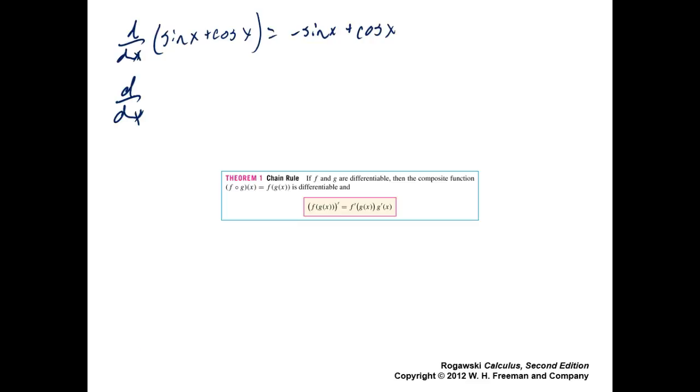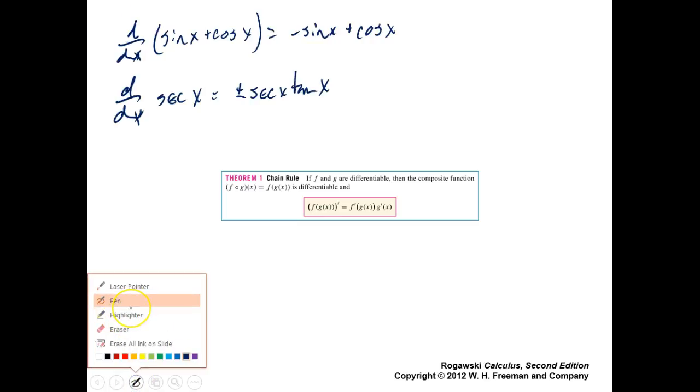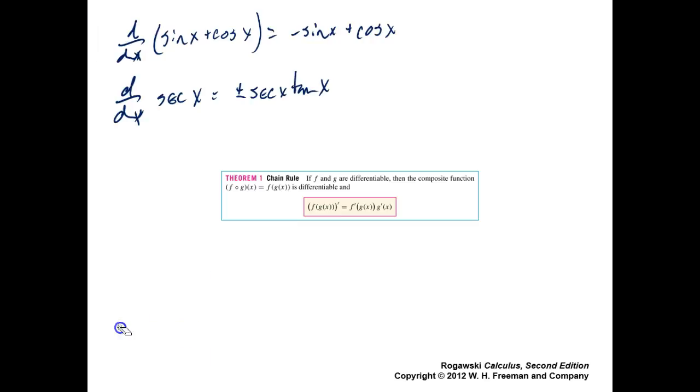D by dx of secant x. It says plus or minus secant x tangent x. Which you were here to answer, which you think it is. Hopefully you know. And if you don't, just look a little above you at the summary and it shows you this one is definitely plus.